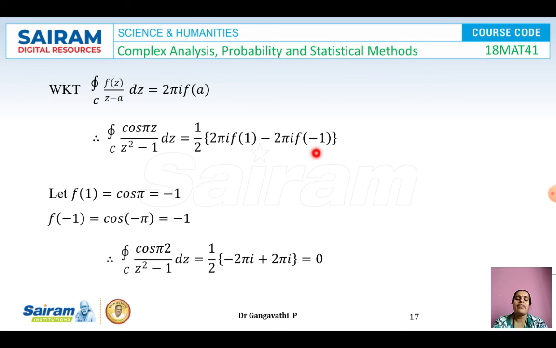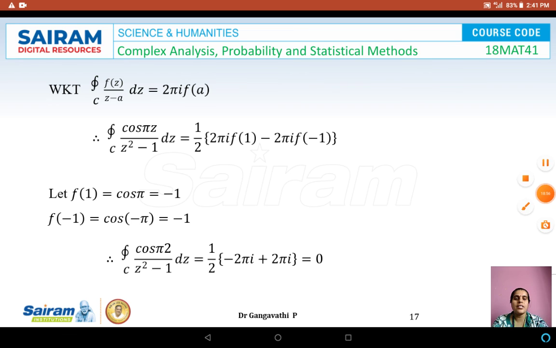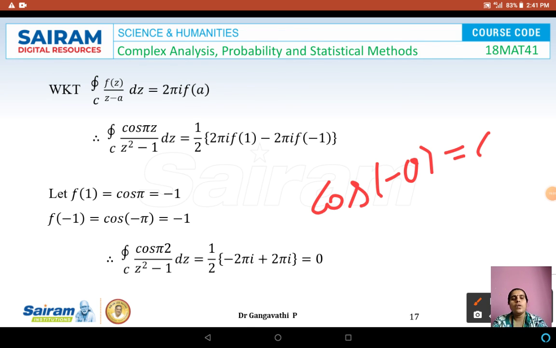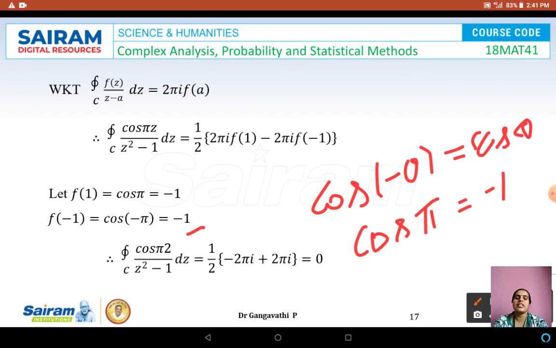Similarly, we need to evaluate f of minus 1, which means we replace z with minus 1 in f of z. So we get cos of pi into minus 1, that is cos of minus pi. We also know that cos of minus theta is cos theta itself. So we result in cos pi itself, and the cos pi value is minus 1. That is what has been written here.